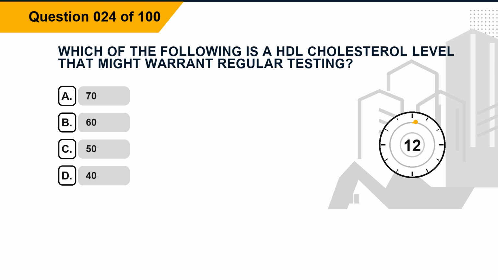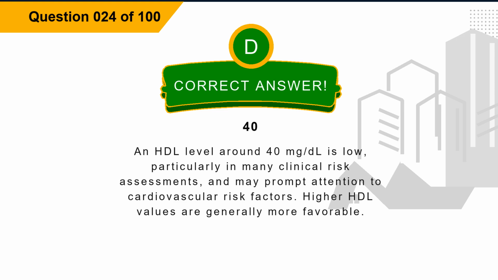Question 24. Which of the following is an HDL cholesterol level that might warrant regular testing? Option A, 70. Option B, 60. Option C, 50. Option D, 40. The correct answer is option D, 40. Explanation. An HDL level around 40 mg/dL is low, particularly in many clinical risk assessments, and may prompt attention to cardiovascular risk factors. Higher HDL values are generally more favorable.